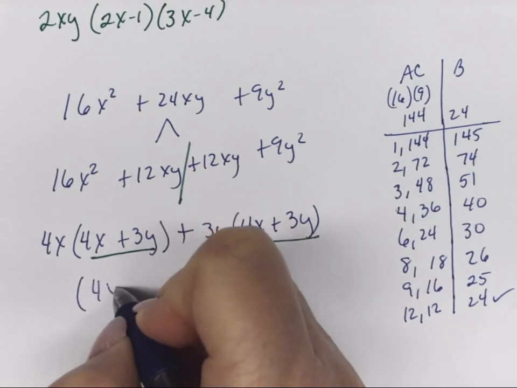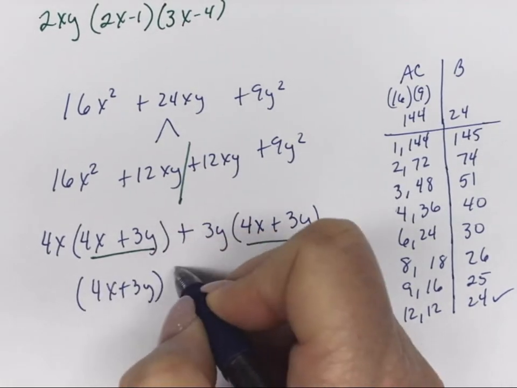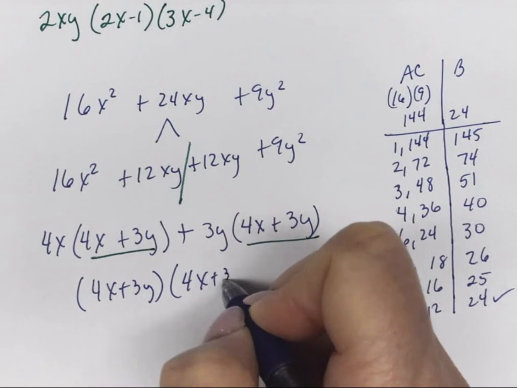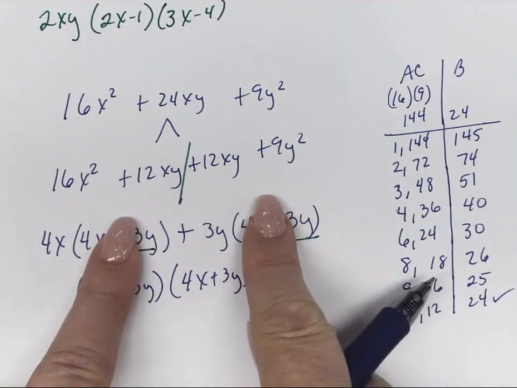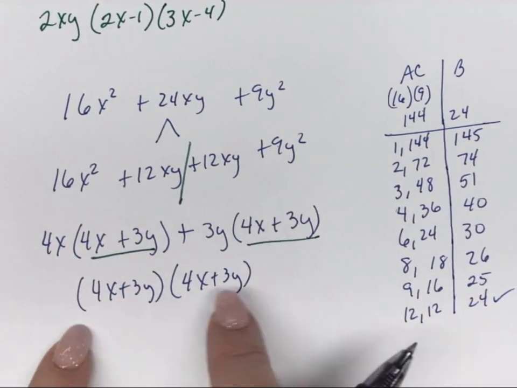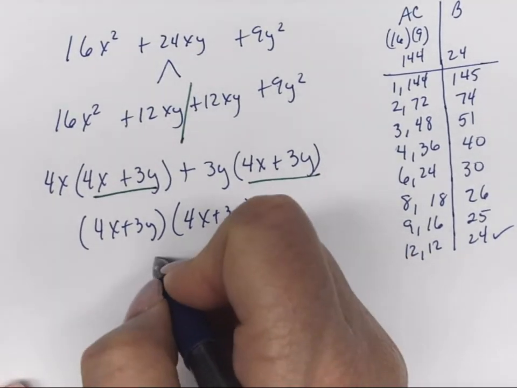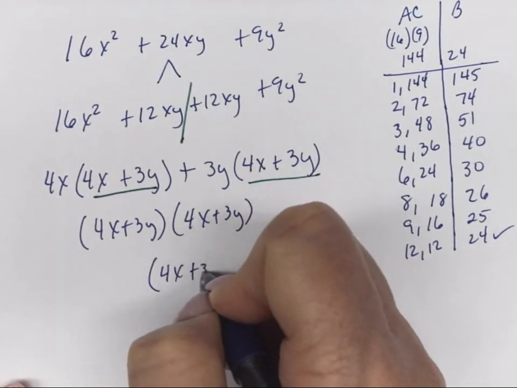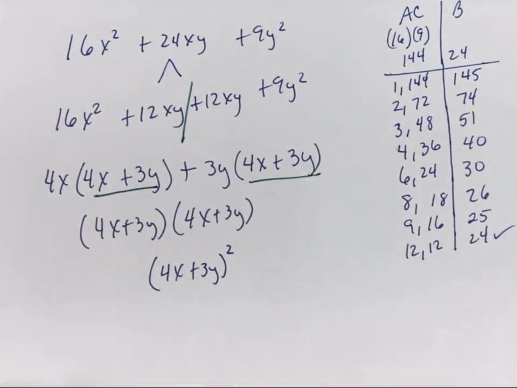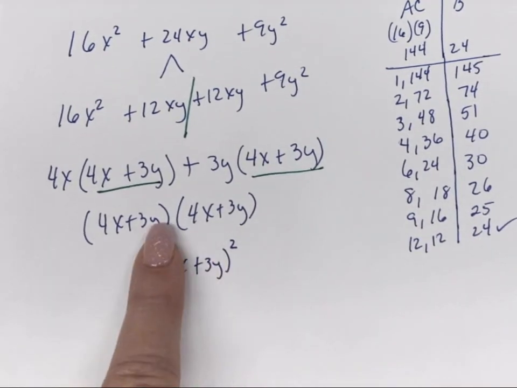Factor out the 4x plus 3y times the 4x plus 3y. Because we factored that out, and then they match. Notice that these match, they're exactly the same. You could rewrite this as 4x plus 3y quantity squared. You would not need to do that for me, but you could do it.